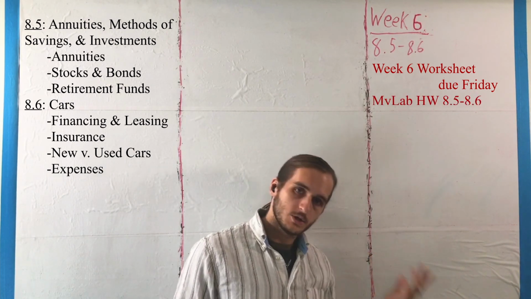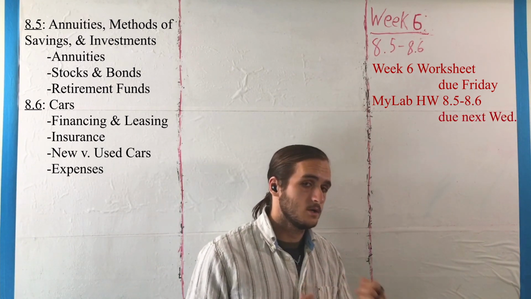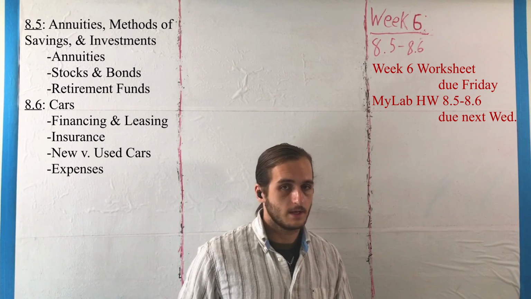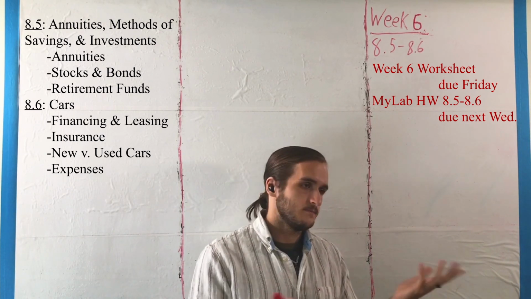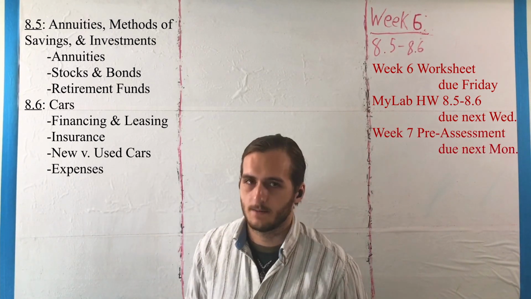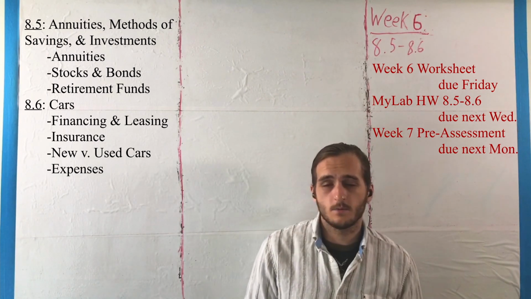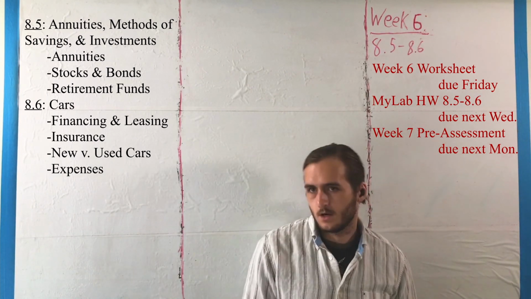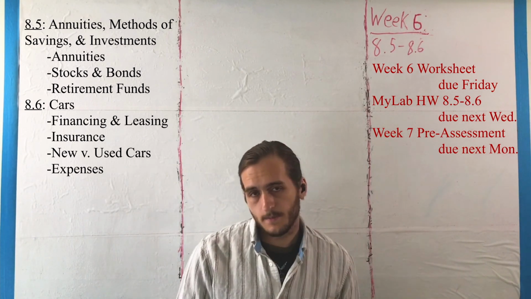Then we have our due dates, looking ahead where we are starting to get close to our second exam. We've only got a bit more material here to go before that. And then pre-assessment for week 7, where we are going to be finishing up chapter 8 by talking about things with purchasing a home, as well as finally getting to credit cards. For all the times I've talked about credit, it's finally coming.